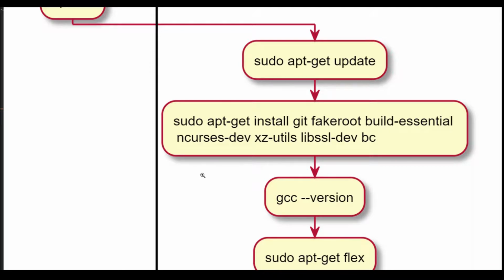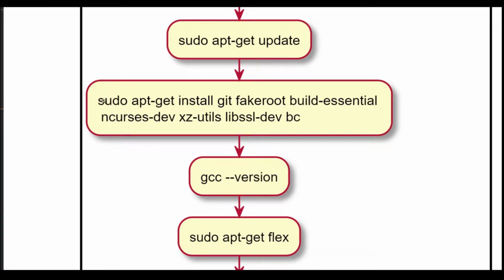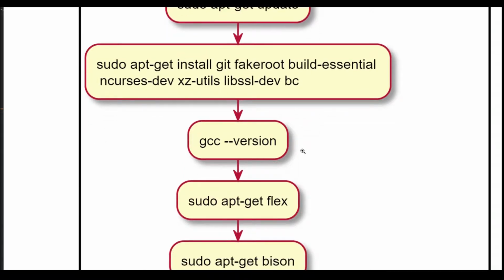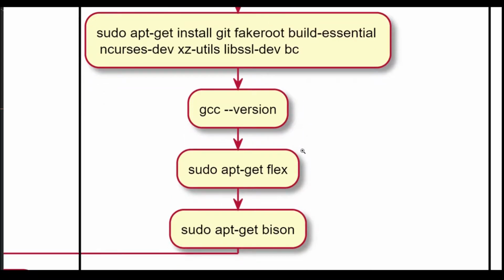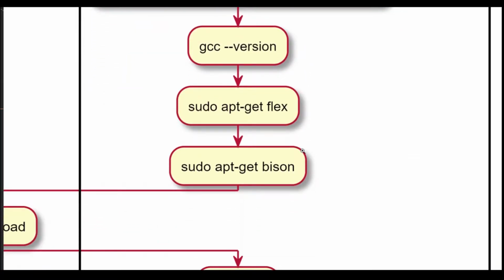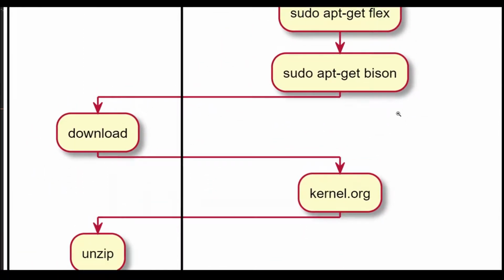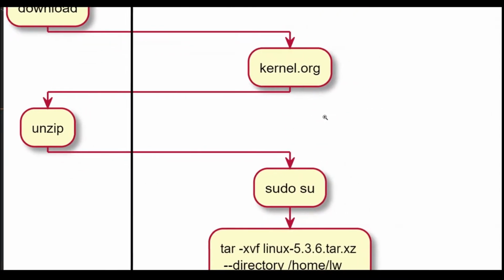As part of the update process, let's install some packages required for kernel build, including git, fakeroot, build-essential, ncurses-dev, xz-utils, libssl-dev, bc. Afterwards, check the compiler GCC version to make sure it's there. To use the menuconfig tool, we also need flex and bison. After the tools are in place, go to kernel.org to download Linux kernel source code.